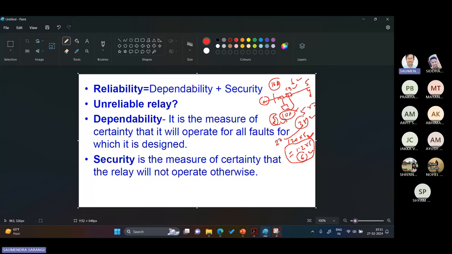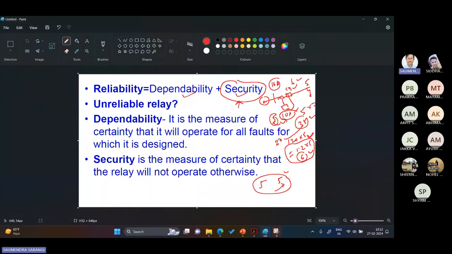So considering this discussion, we have the properties of the relay: one is called dependability and the second is called security. What is security? Suppose we have given a setting of 5 ampere and we have purchased a new load, and when you put it in the socket, the current increases up to 5 ampere and the switch trips. For that reason, we lose reliability. This is nothing but the loss of security. If the relay operates for a normal operating or load condition or any transient, then we say that our security is lost.